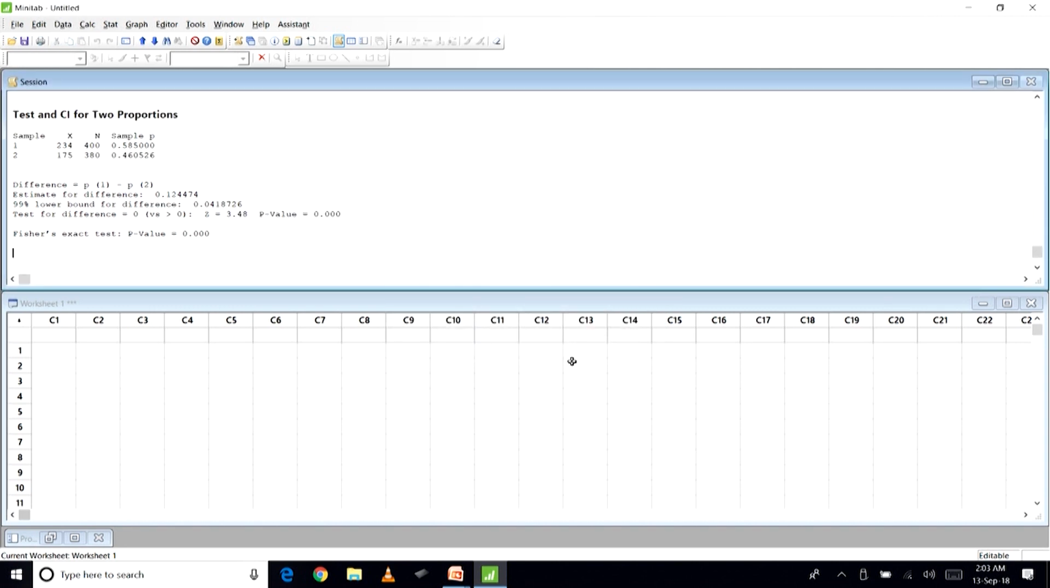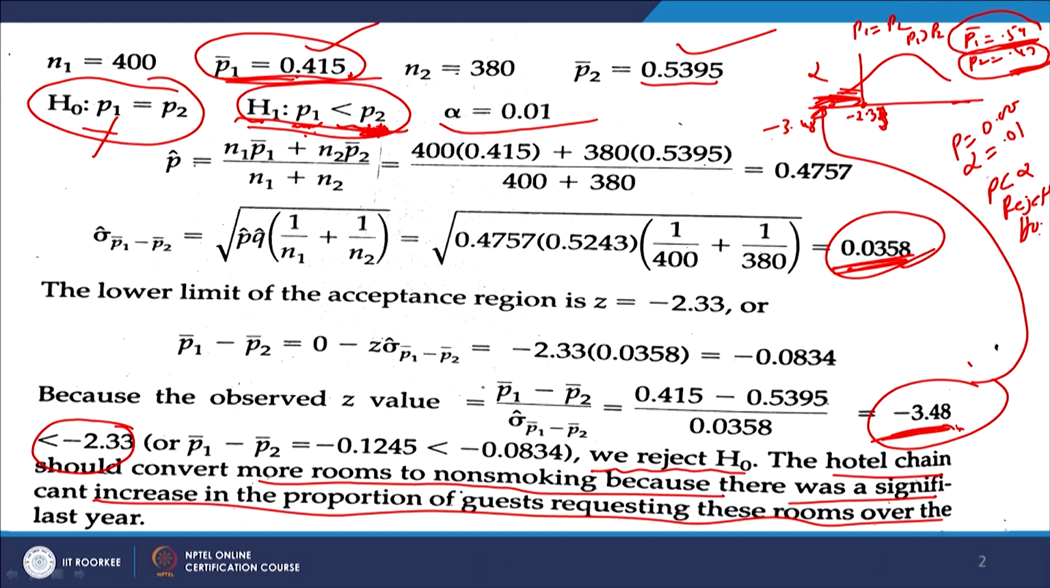So, we will reject the null hypothesis. We will reject the null hypothesis again here. It means we will say that last year the non-smokers were more than this year. So, this is how you can solve an example on hypothesis testing. Let us look at the next question.